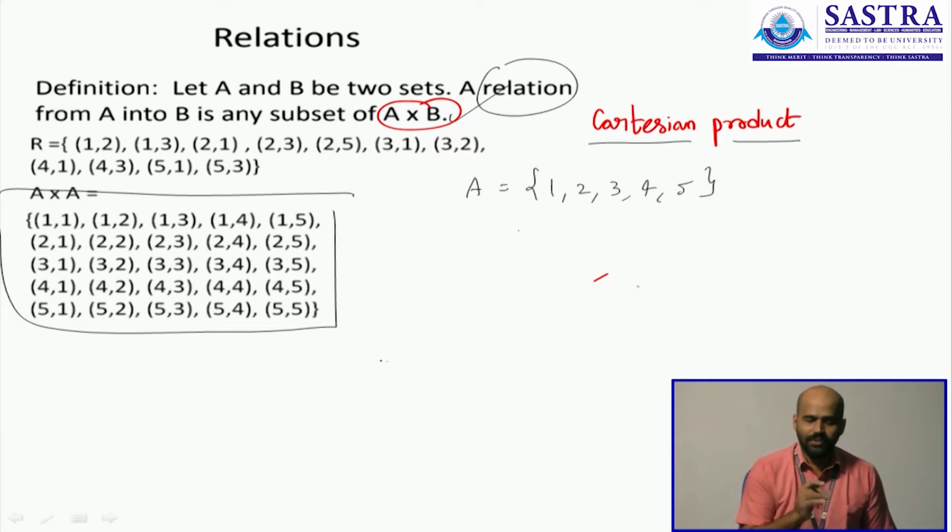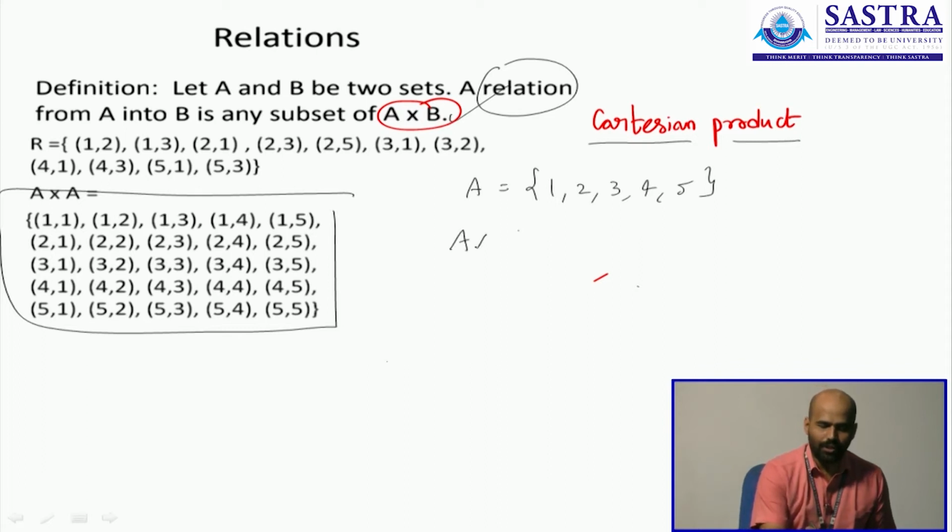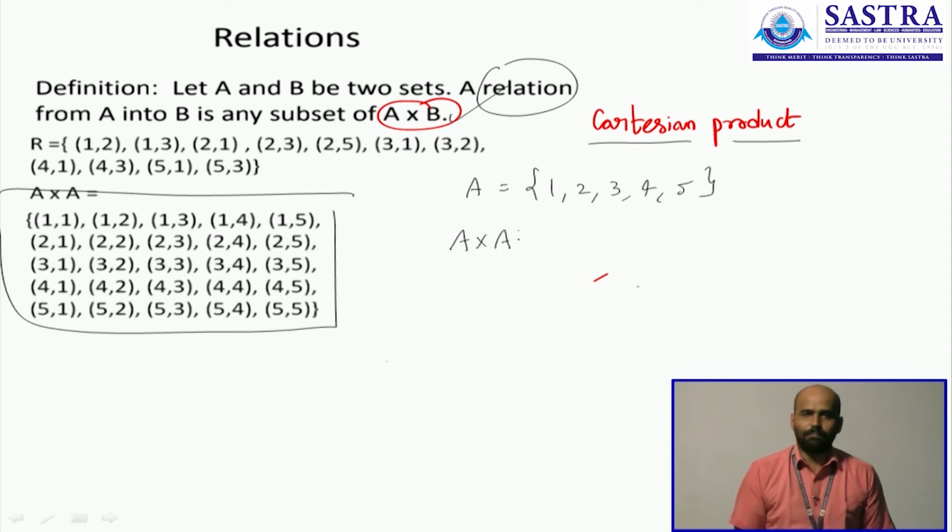Now since this is the Cartesian product A cross A, any subset of this set is going to be called a relation. You might have learned the concept of a subset in earlier classes at the higher secondary level. A subset of a set is quite a comfortable idea. So we are relating to that concept here.